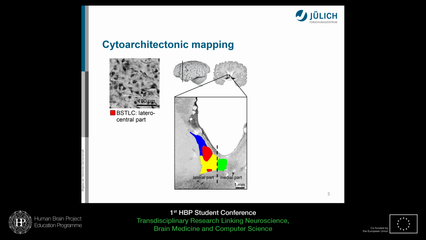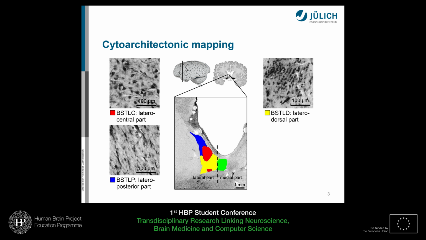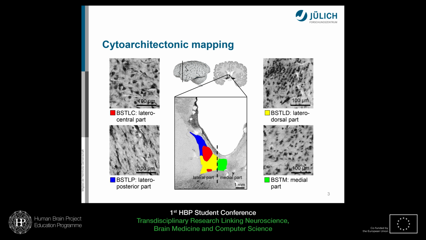Here you can see, for example, the laterocentral part. You can see the fusiform and triangular shape of the neurons. The yellow laterodorsal part consists mainly of cell aggregates and clustered round-shaped cells. The lateroposterior part contains a lot of stria terminalis fibers and some bigger darkly stained neurons. And finally, the medial part, which has a very heterogeneous appearance. As you can see here, the histological sections were stained for cell bodies. It's a silver staining method.